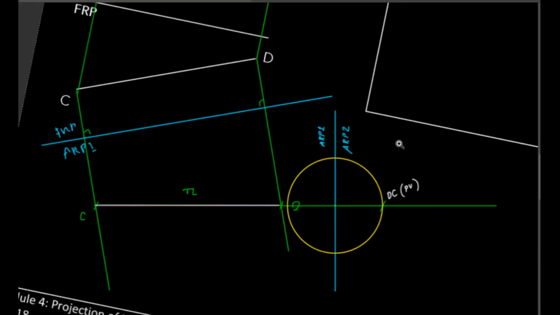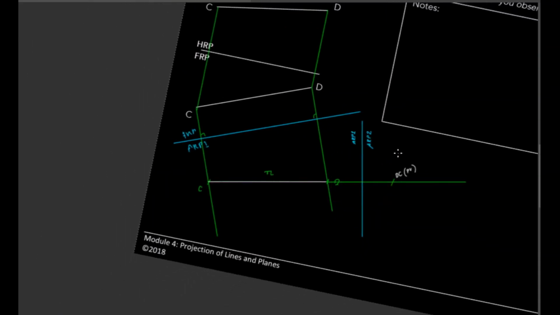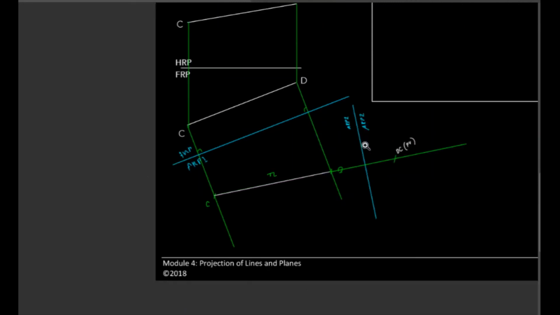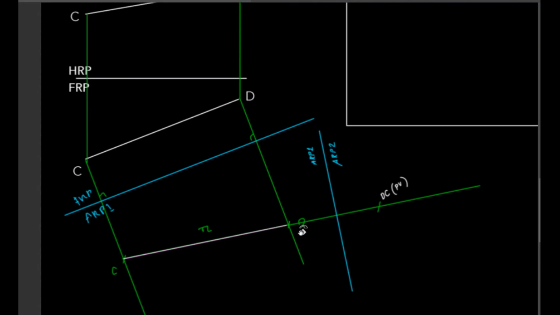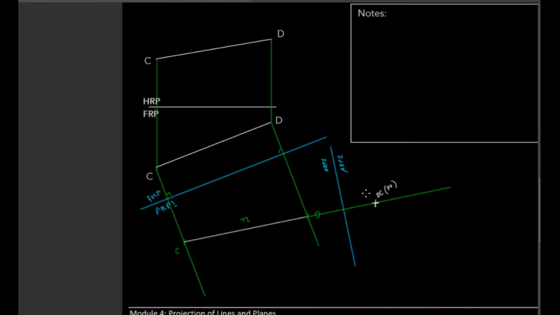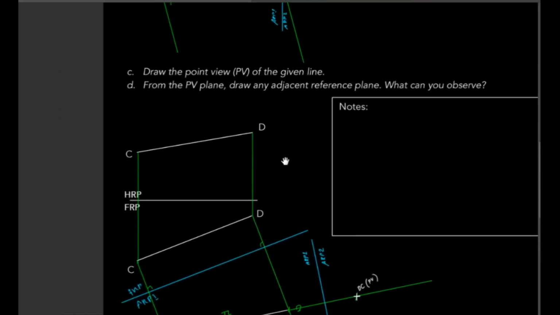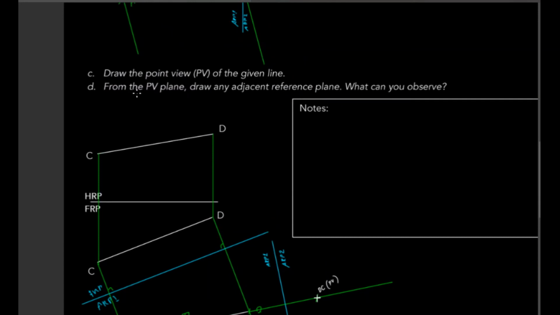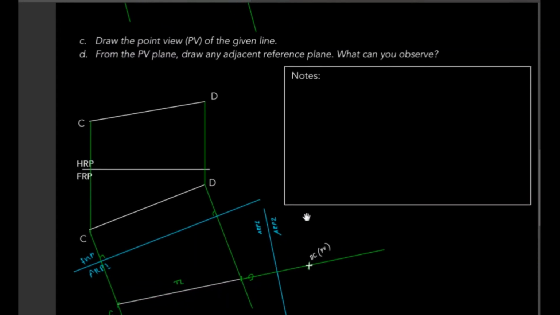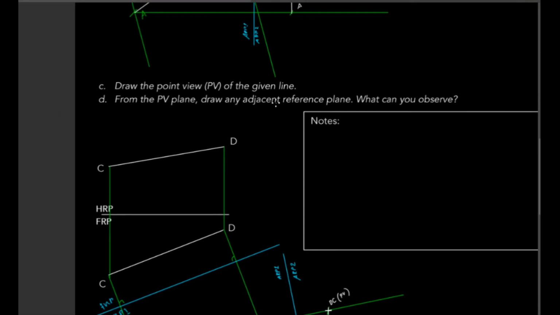So if we remove the compass, we'll see that this is now the line CD as shown in its point view. And to complete this, I'll just draw a crosshair now. So usually, class, if we are drawing points, we indicate them as crosshairs. So let's do this one. From the PV plane, or the plane showing the line in its point view, let's draw any adjacent reference plane and see what we can observe.